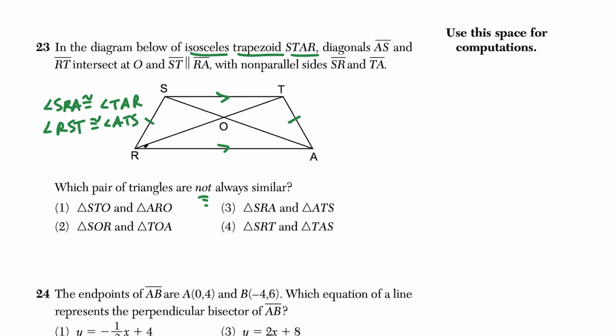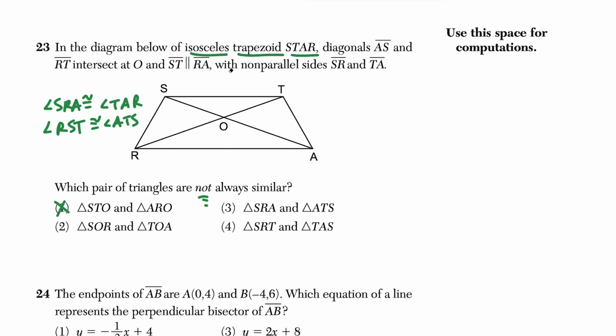Let's see, which pair of triangles are not always similar? So STO, that's this triangle here, is similar to ARO. This one I can see right away. These are in fact similar because they have a pair of vertical angles here that are congruent. And because we have parallel segments, the alternate interior angles formed here are congruent. So you see these two triangles have two pairs of congruent angles, so they're similar by angle-angle similarity. So one is out.